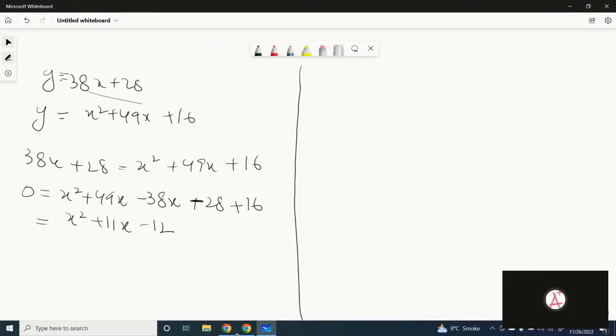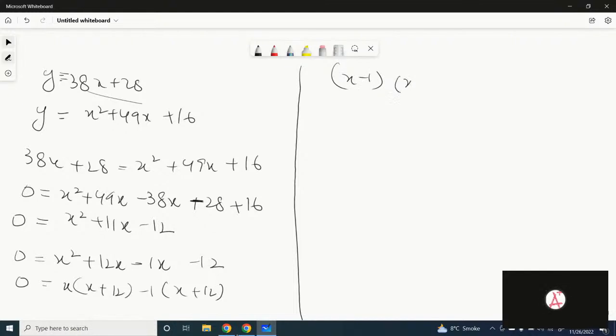Got it? Now I can solve the equation using factorization method. 0 equals x square, 12 times 1 is 12. Got it? So plus 12x minus 1x and minus 12. Here you have x is common. You are left with x plus 12. Negative 1 is common and x plus 12. Got it? So you have two factors, x minus 1 and x plus 12 equals 0. So x minus 1 is 0 and x plus 12 is 0.